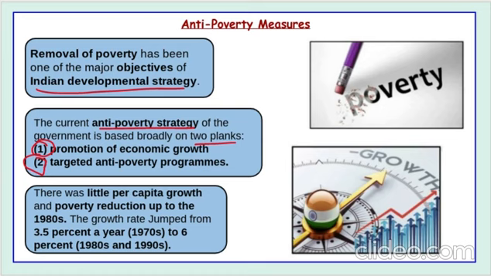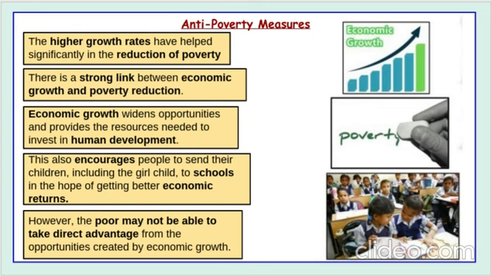Now, during that time, there was very little per capita growth and poverty reduction up to the 1980s. Now, the growth rate had jumped from 3.5% a year to 6% directly. So the growth rate had jumped over. Now, the growth rates have helped significantly in the reduction of poverty. If the economic growth rates are high, poverty will go.